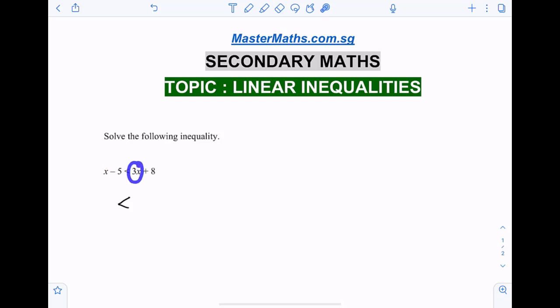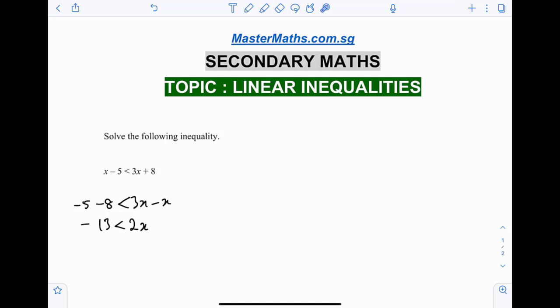Because if you bring 3x to the left, you will get x minus 3x, and then you will get negative 2x. So the first method uses the fact that you need to bring the x to the positive side. Keep the negative 5 there, bring the 8 over. 3x minus x, so this becomes negative 13 less than 2x.